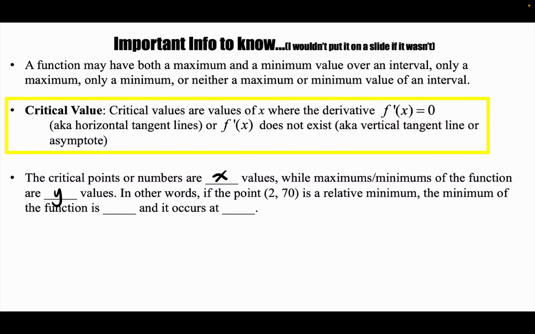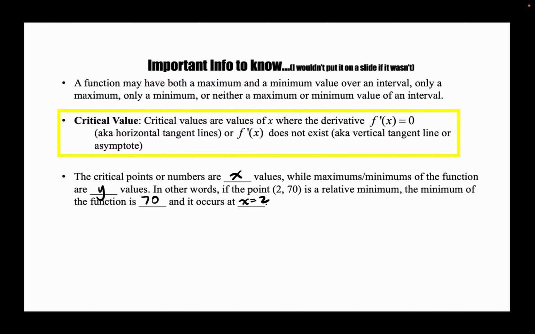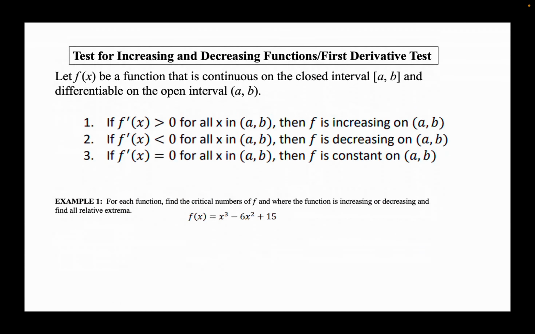In other words, if the point (2, 70) is a relative minimum, we would say the minimum is 70 and it occurs at x equals 2. So it's just knowing the terms. Is that a critical value or is that a maximum or minimum? It just depends on what you're referring to.